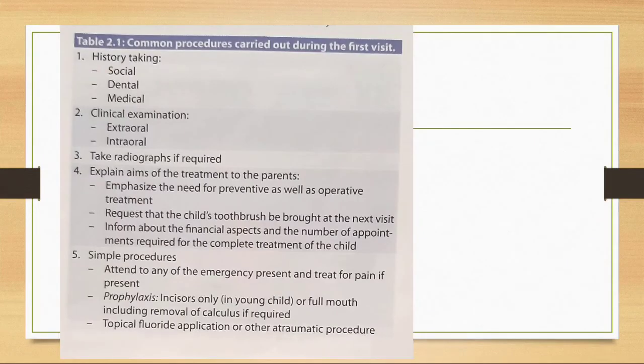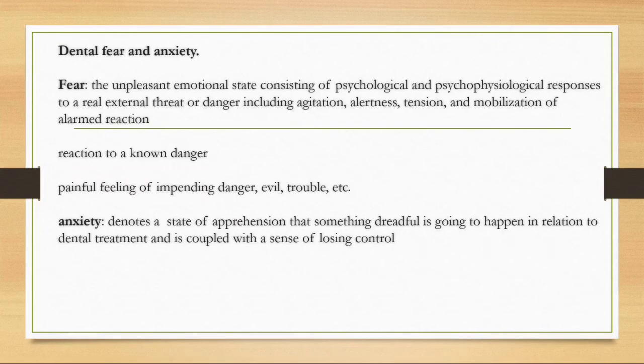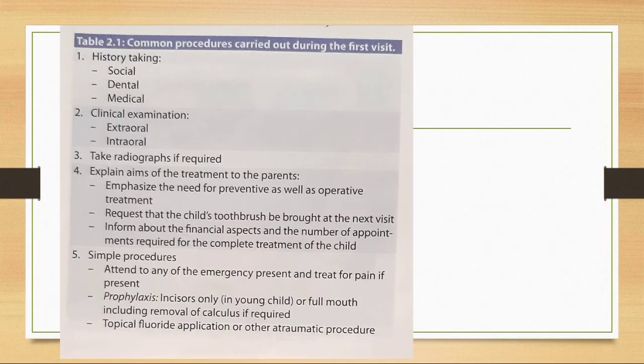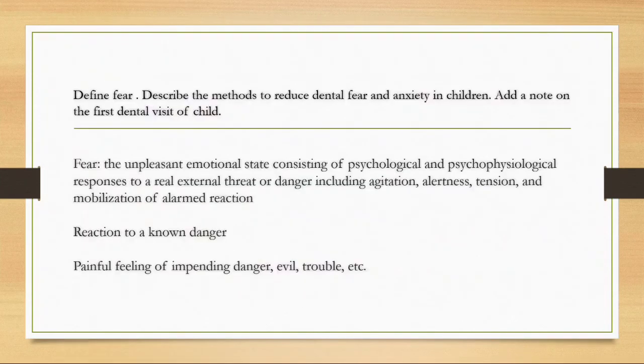So what are the common procedures carried out during the first visit? That is history taking: social, dental, and medical history. Then the extraoral, intraoral examination, and after that radiographs, and explain the aims of the treatment to the parents. And we do only simple procedures at the first visit, that is, if there is an emergency at present, we treat for pain. And we do prophylaxis exclusively on the incisors and maybe topical fluorides.